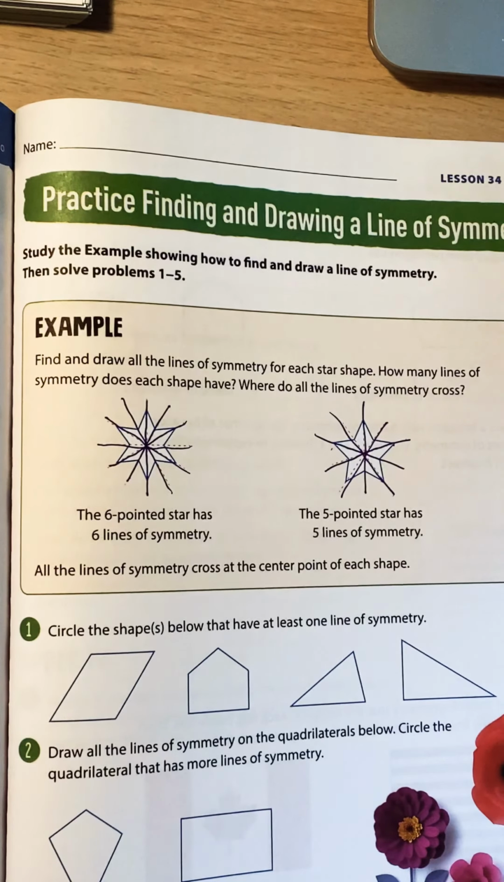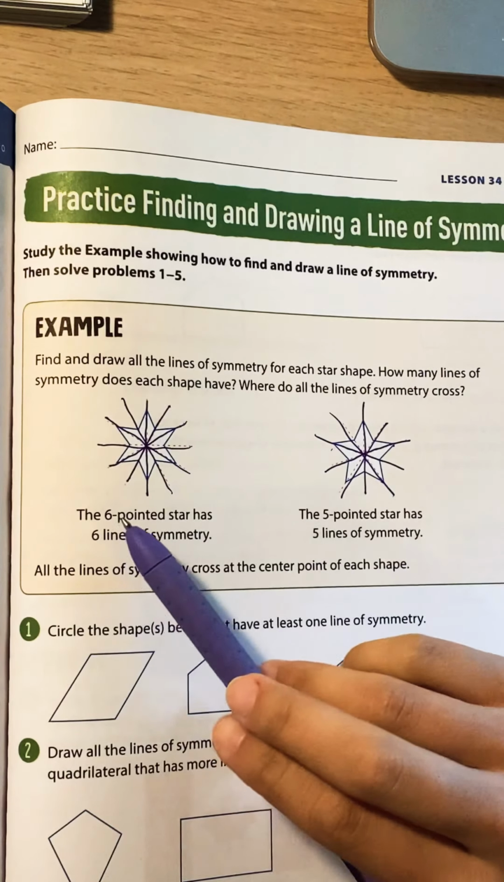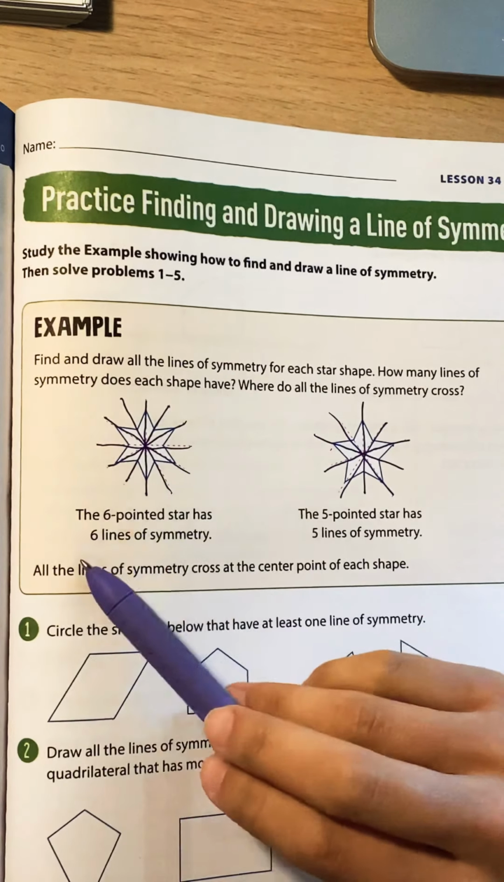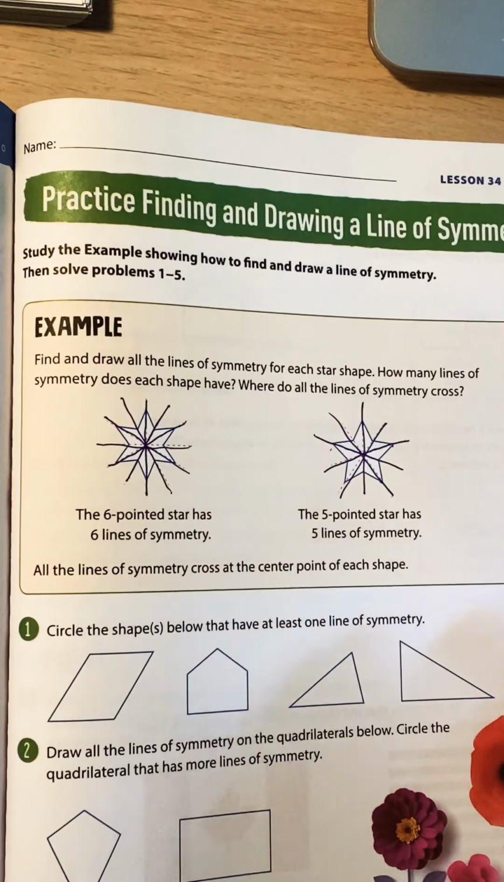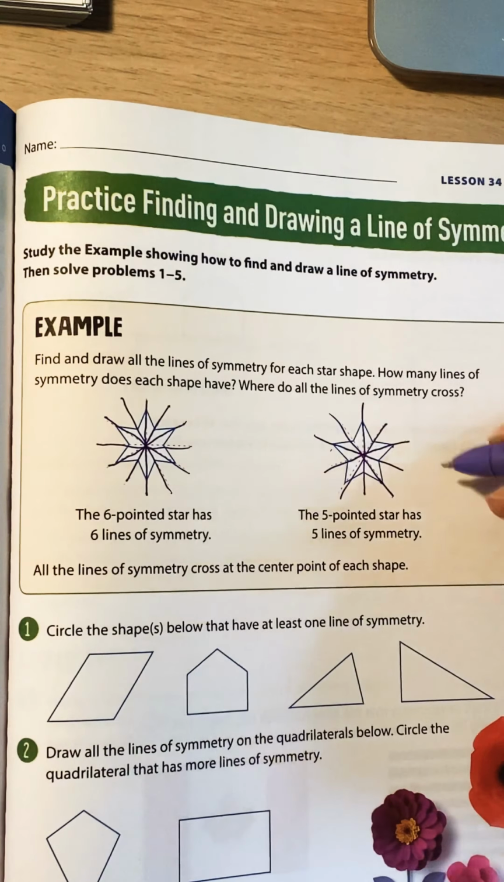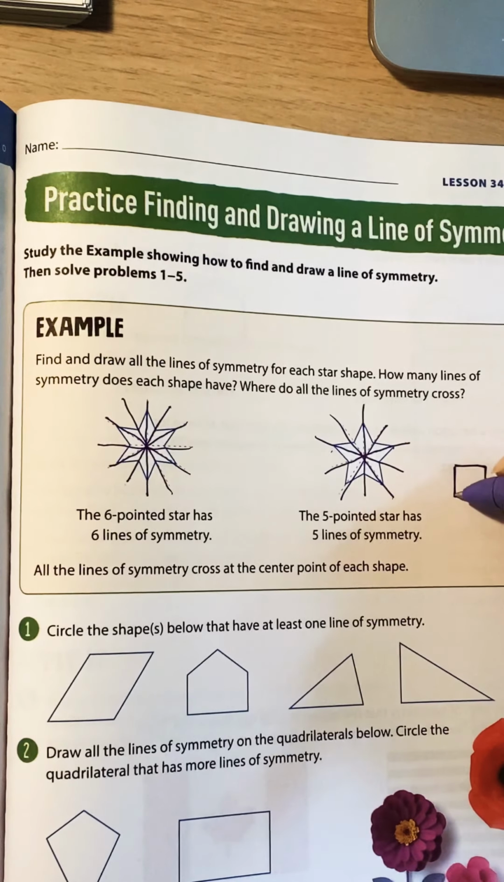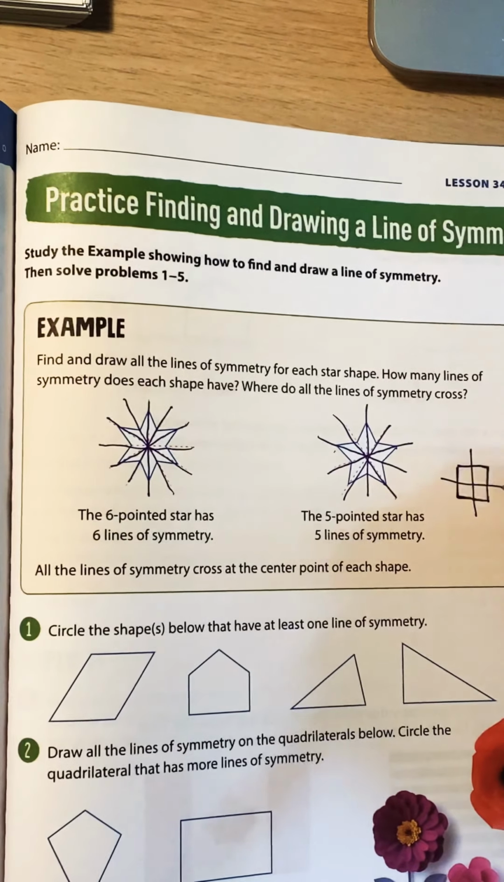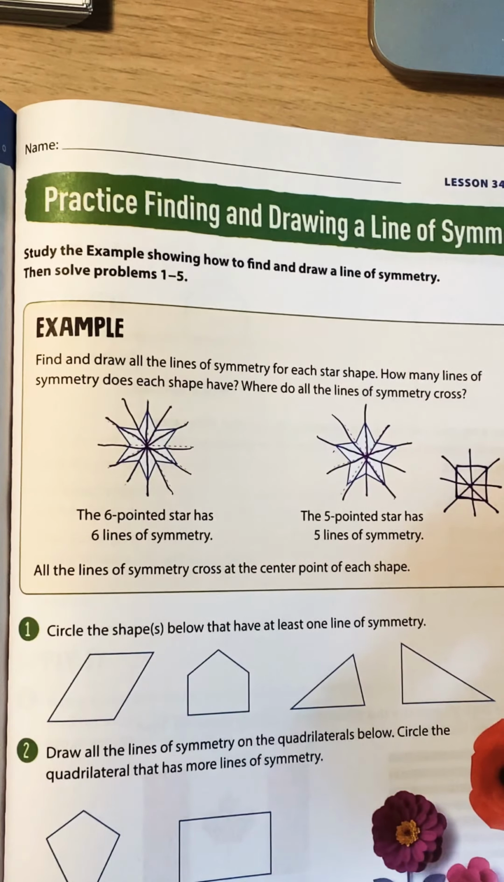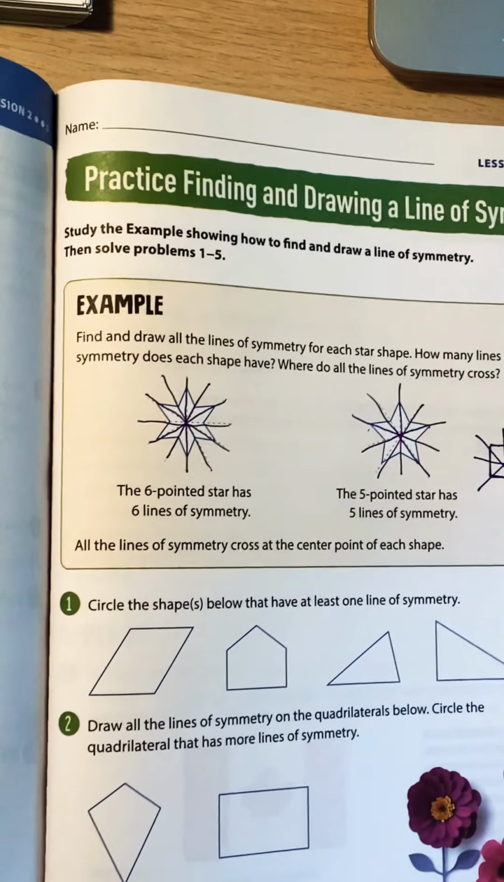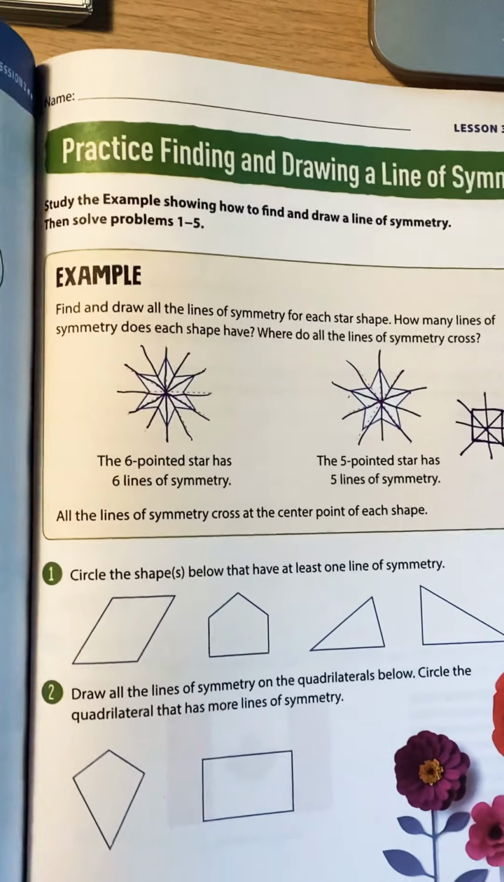So they already answered the questions for us. There's nothing for us to do. I just think it's interesting. 6-pointed star has 6 lines, 6 and 6, 5 and 5. That matches with a square too, right? Square has 4 points, but it also has 4 sides and 4 lines of symmetry. Interesting. All right, number 1, let's get to work.